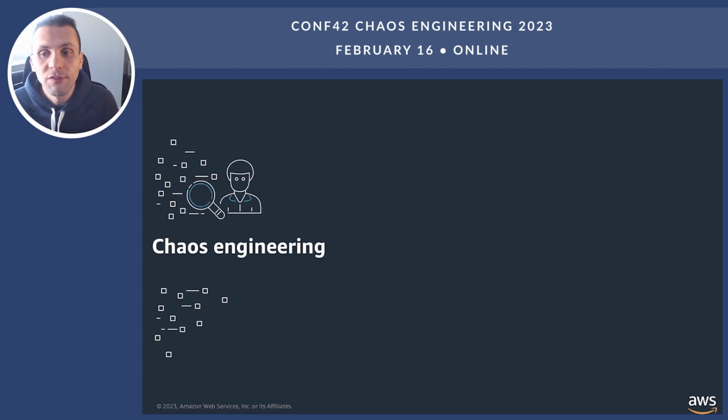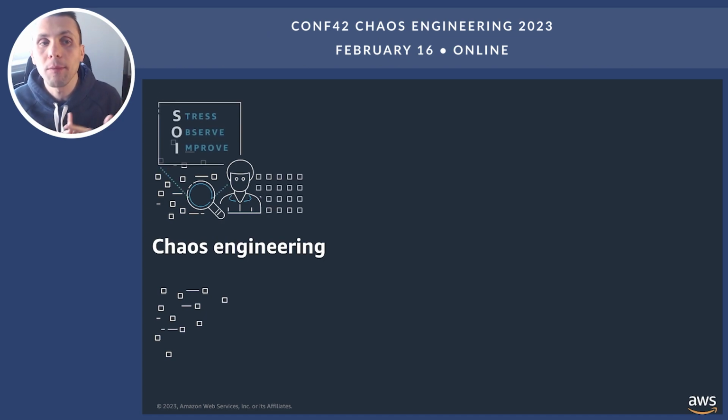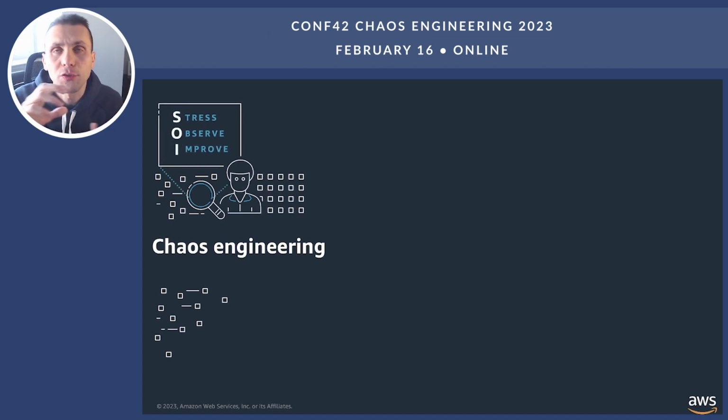Chaos Engineering focuses on three main things, three main pillars, I'll call them three main phases. You have the stress phase, you have the observe phase, and you have the improve phase. What the stress phase means is that you are stressing an application, either in a testing or production environment, by creating disruptions, by injecting failure events such as server outages, API throttling, and network disruptions in your environment.